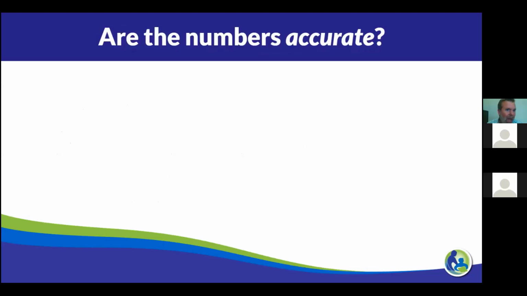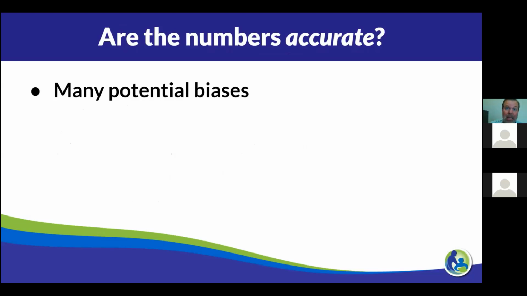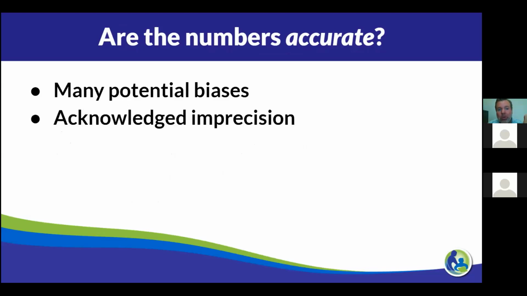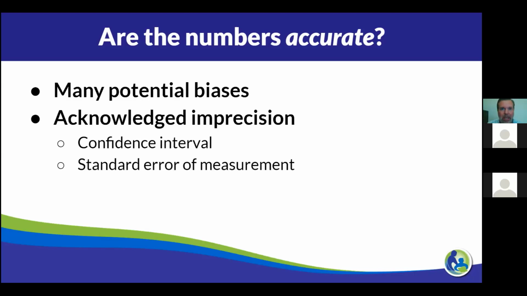Are these numbers accurate, right? So we've already talked about the many potential biases that can be influencing those numbers and those decisions. There's also acknowledged imprecision built into these tests, right? So the test developers acknowledge that these tests are imprecise. So even with students and children who are perfect candidates to take the test, developers acknowledge there is imprecision. So they provide things like confidence intervals and standard error of measurements.